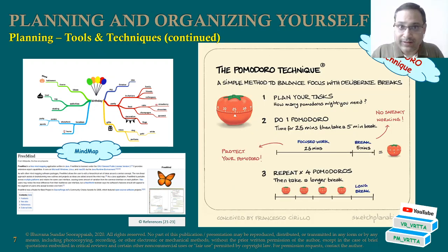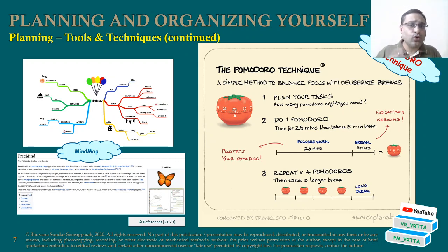Now, one more technique. You saw the tomato earlier, right? What has tomato got to do with planning? This is what it has got to do with planning. We have a technique called the Pomodoro technique. Pomodoro means tomato. So what is this? Usually there is a tomato timer, right? That's why it's called tomato. How do you do this?